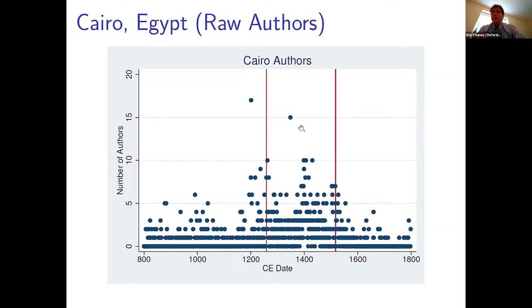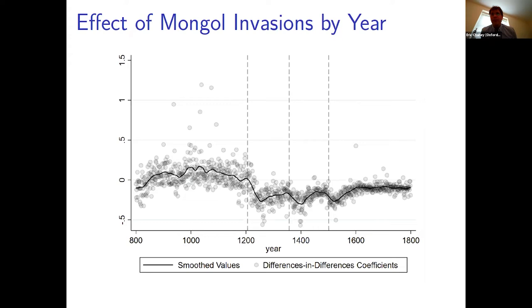Okay, so you can do the same thing and calculate the difference in difference coefficients across all the cities. And here I want to be very specific. I am throwing out Islamic cities in Spain because of the back and forth between Christians and Muslims, and also Turkey. And I'm using both Chandler's cities and Van Zanden's cities. The treated group here are places that were invaded by the Mongols directly, and the control group are places that weren't.